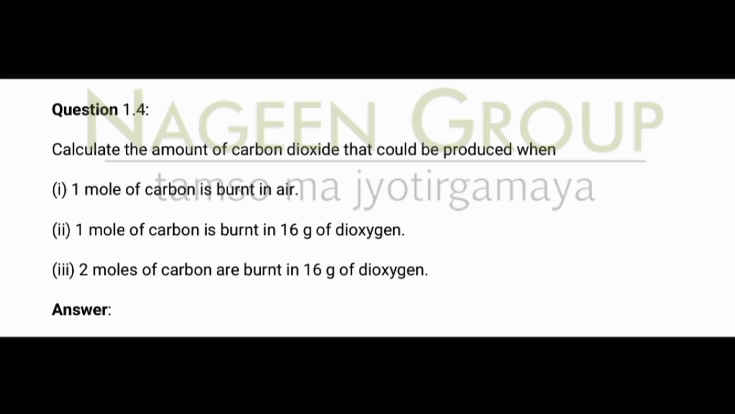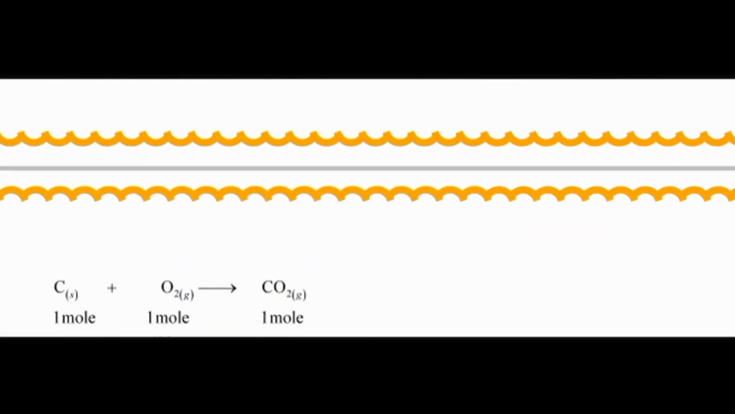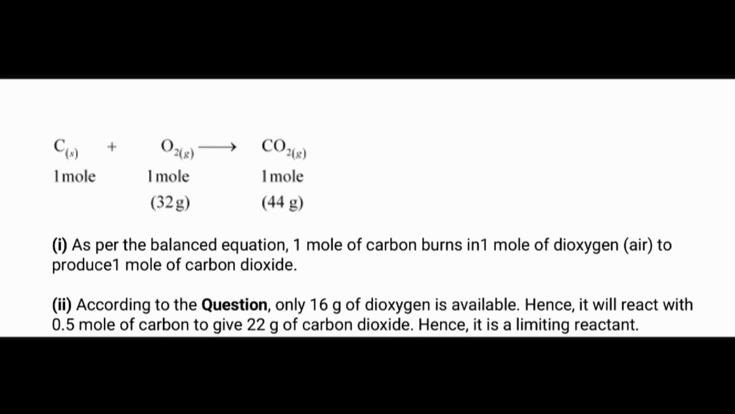Now 1 mole of carbon burns in air. Now you know that a burning process has to occur in the presence of oxygen. So your equation is C plus O2 gives rise to CO2, and this was the balanced equation.